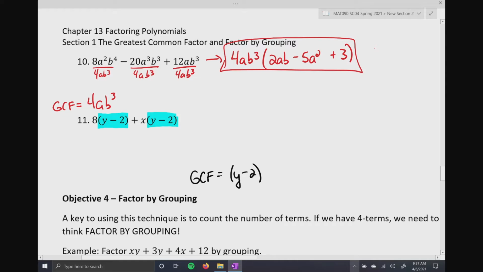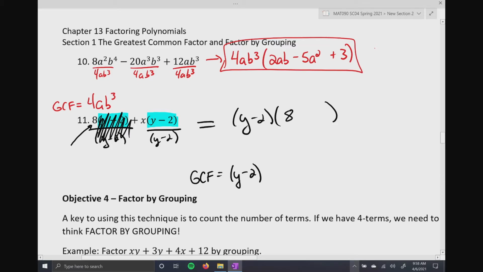I know once I establish the GCF, I divide everything by it. What's left over inside this parenthesis? Well, y minus 2 over y minus 2 is 1. They reduce. What's left over? That number 8. Y minus 2 divided by y minus 2 is still 1. They reduce. What's left over? A positive x. And that's your answer there.